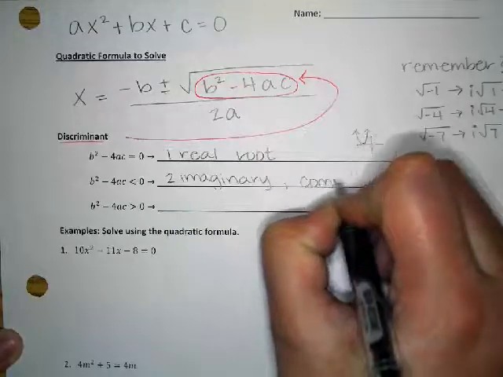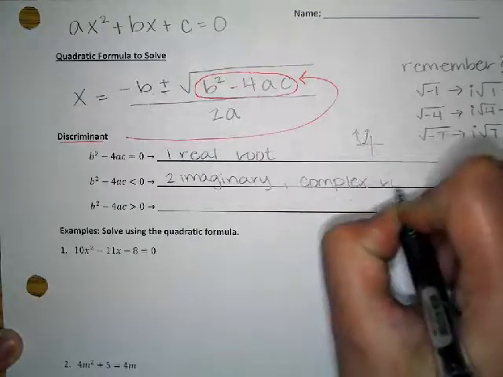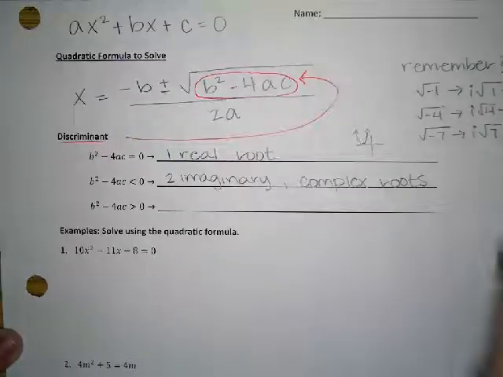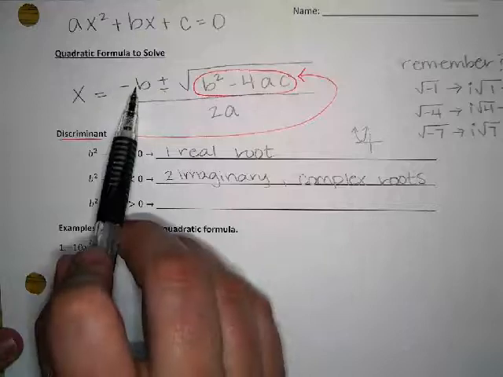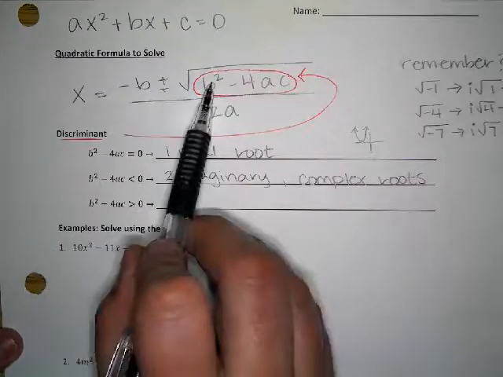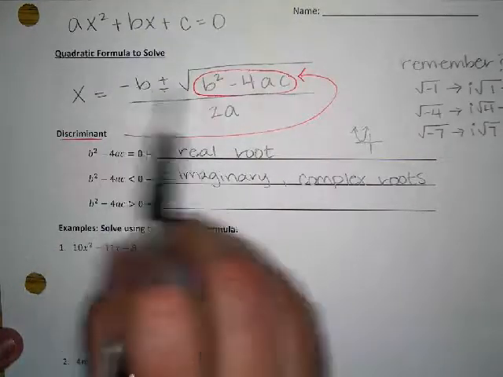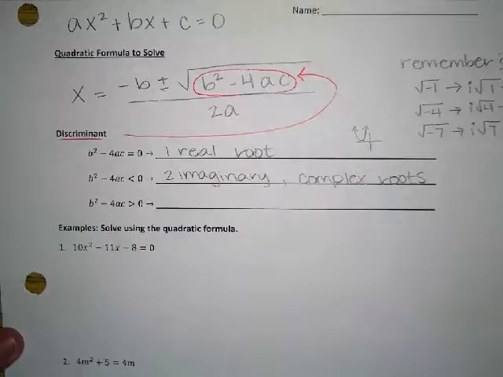We would have two imaginary complex roots. And we say they're complex because the first part of this is real, the second part of this would be fake. And if you're real and fake at the same time, that makes you complex.